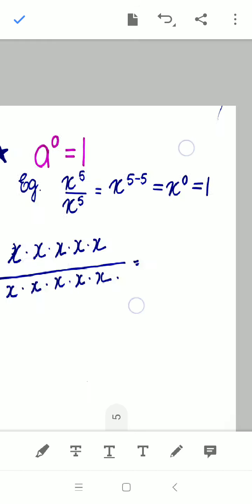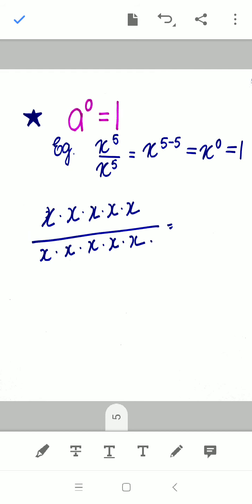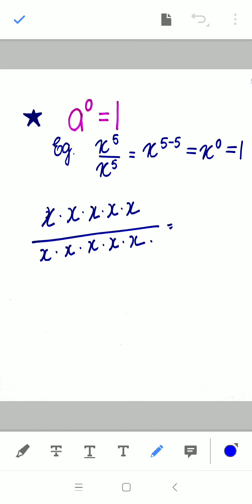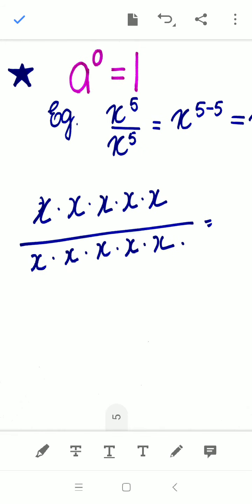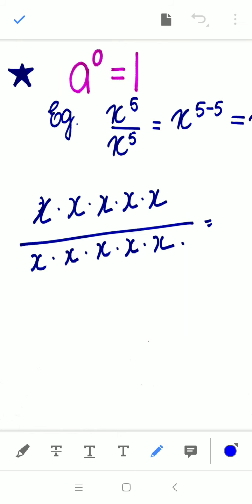Now why are we getting 1? Let us see a little bit here. You can see here x raised to the power 5 means x is to be multiplied 5 times. We have done that. And in the denominator also x is to be written 5 times. And we cancel all, and we get 1 as the answer.